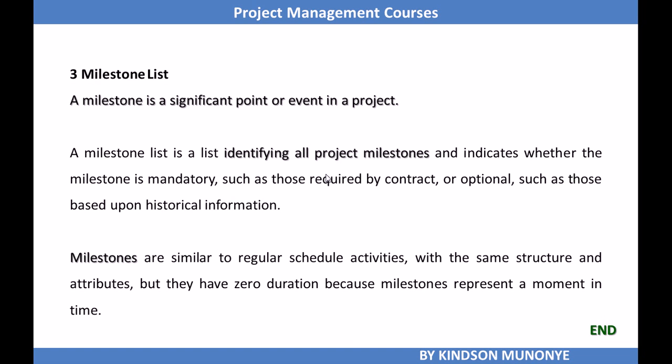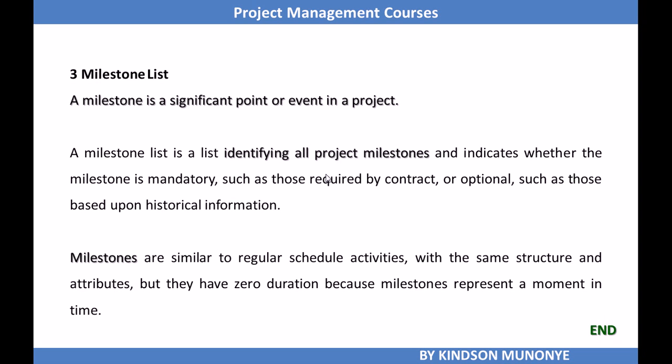A milestone list is a list identifying all project milestones and indicates whether the milestone is mandatory, such as those required by the contract or specified in the project charter, or optional, such as those based on historical information. Milestones are similar to regular scheduled activities with the same structure and attributes, but milestones have zero duration. Milestones simply represent a point in time, a stage that you've reached, or a moment in time, so no duration.